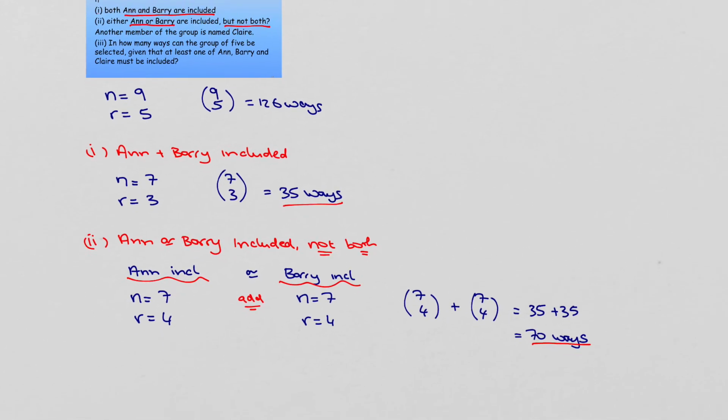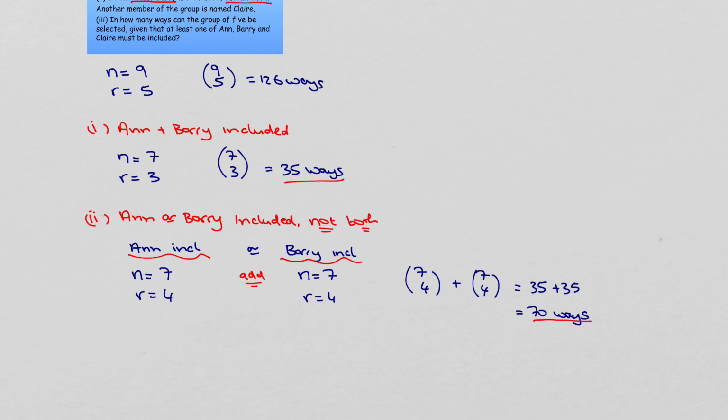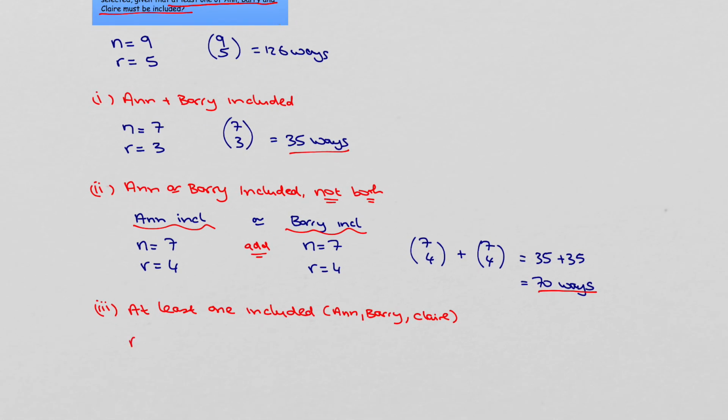Okay, so the last one then says, well, in how many ways can the group of 5 be selected, given that at least one of Anne, Barry and Claire must be included? So what this means is that if we have at least one included of Anne, Barry and Claire, we could have Anne included, or we could have Anne and Barry included, or we could have Anne, Barry and Claire included, or any combination of those. So the easiest way to do this for our at least one is to look at the total minus none of them are included.